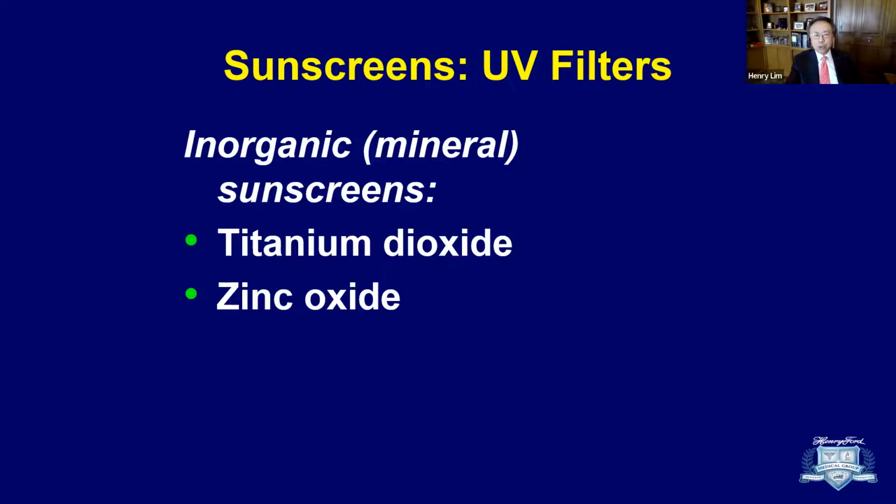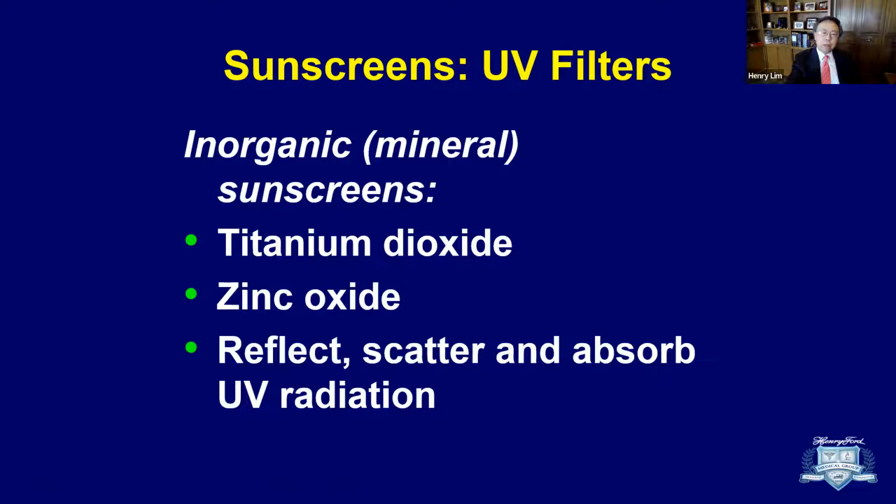I mentioned sunscreen has two types of ingredients. One is organic ingredients. The other is inorganic ingredients, also known as mineral filters. There are only two mineral filters: titanium dioxide and zinc oxide. Many sunscreen products combine chemical as well as mineral filters. However, there are quite a number of sunscreen products that contain only mineral filters, only titanium dioxide or zinc oxide. The mechanism of mineral filters is a bit different. They reflect and scatter, but in smaller particle size they also absorb UV radiation. So it has a different mechanism compared to organic filters, which truly only absorb UV radiation.